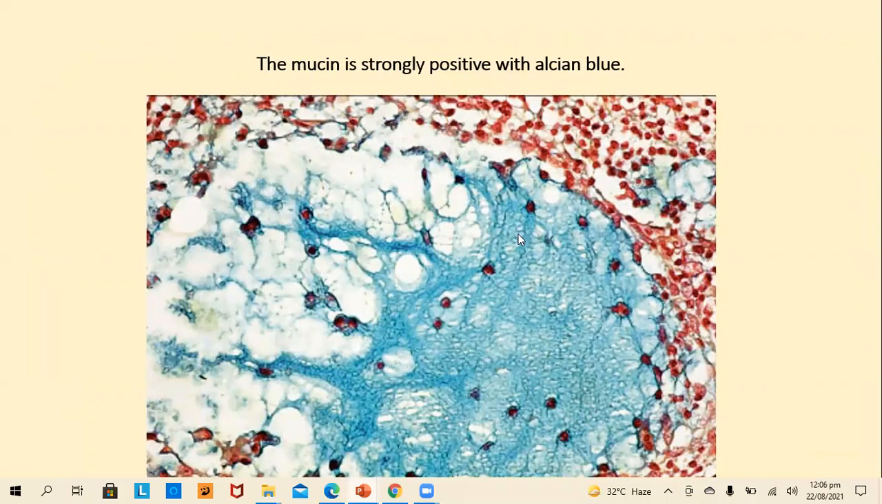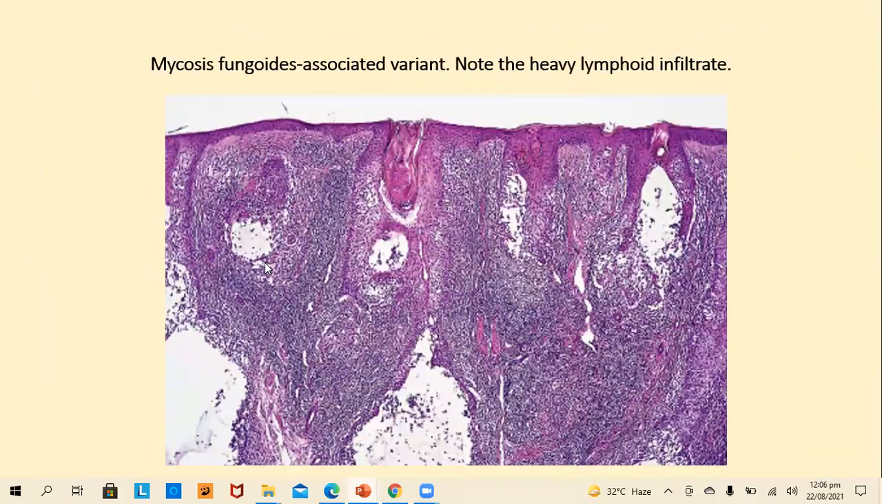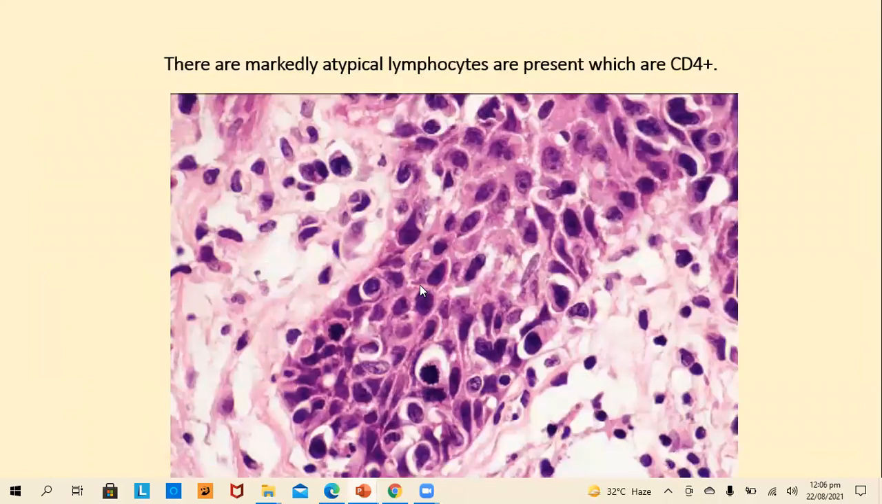The mucin is strongly positive with Alcian blue. The MF-associated variant shows heavy lymphocytic infiltrate in the surrounding dermis and even epidermotropism. The markedly atypical lymphocytes are present, which are CD4 positive.